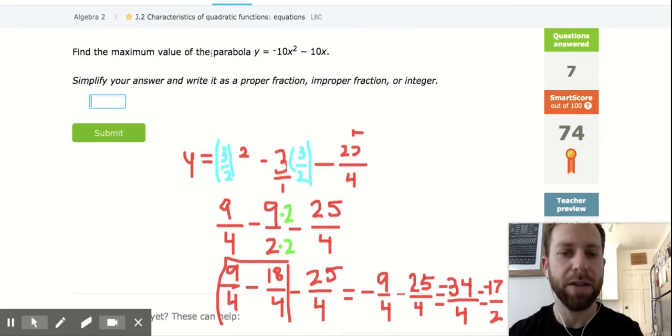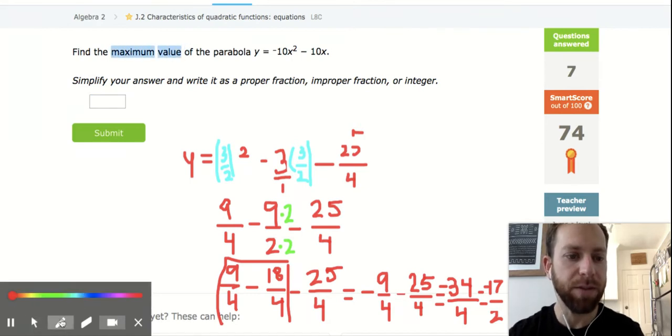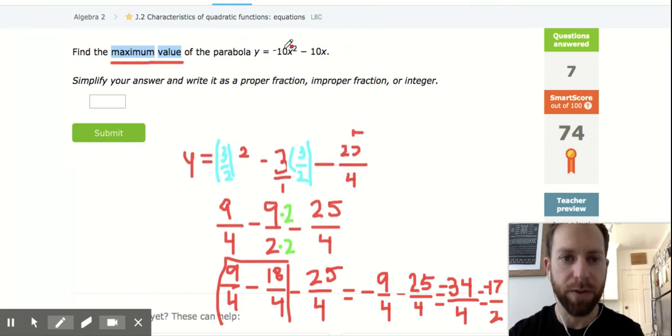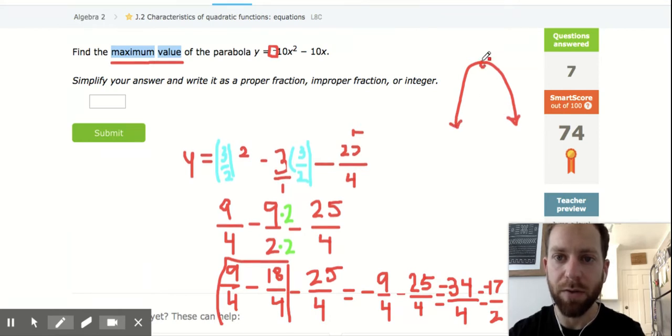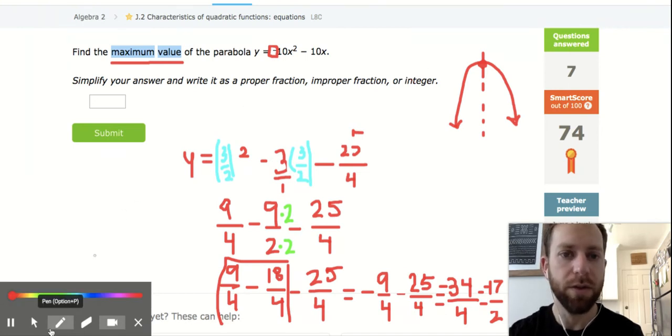All right, finding the maximum value of this parabola. So remember that the maximum value of this parabola, since it has a negative right here in front of the x squared term, it's going to be facing downwards. So finding the maximum value is like finding the y value of the vertex, right? So basically what we would need to do is find what the vertex is. But since we want to know the maximum, all we want is the y value right there. So let's go ahead and find the vertex.